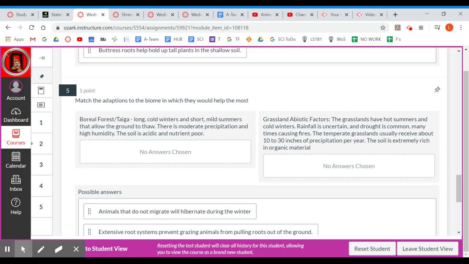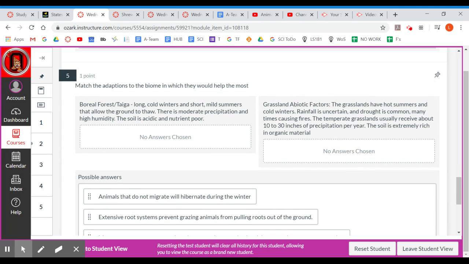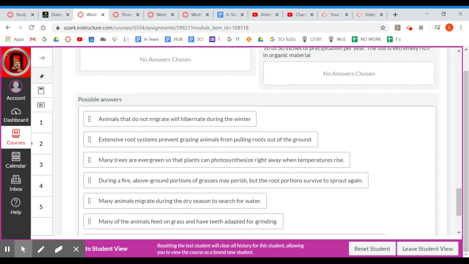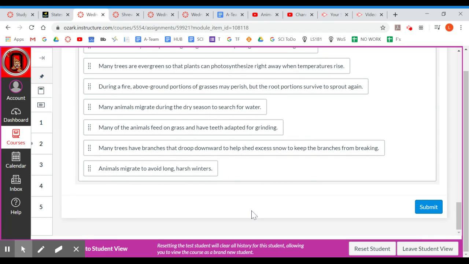Over in the other category, you have grassland abiotic factors. The grasslands have hot summers and cold, cold winters. Rainfall is uncertain and drought is common, many times causing fires. The temperate grasslands usually receive about 10 to 30 inches of precipitation per year, and the soil is extremely rich in organic material. So again, what things are plants and animals going to have to change about themselves in order to live in either a cold forest or a warm grassland? Again, temperature is the difference here. And that's your last question.